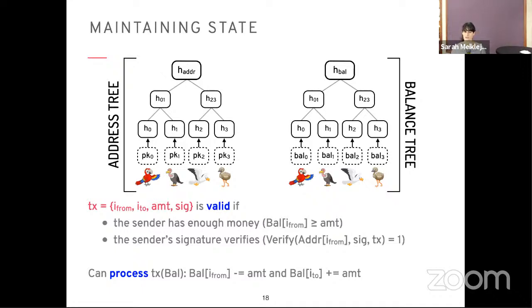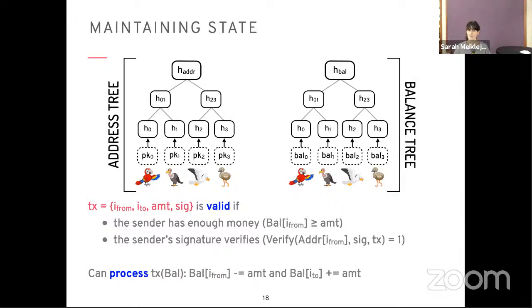So if we want to check that a transaction of this form is valid, what we do is pretty simple. We can look up in the balance tree. The sender gives us their index. We look up in that tree and see what their current balance is, and then we check if it's greater than or equal to the amount that they want to send. And equally, we look up their public key in the address tree, and we verify the signature in the transaction under that public key. Okay, so that's how we can check if transactions are valid, given the state of these two trees.